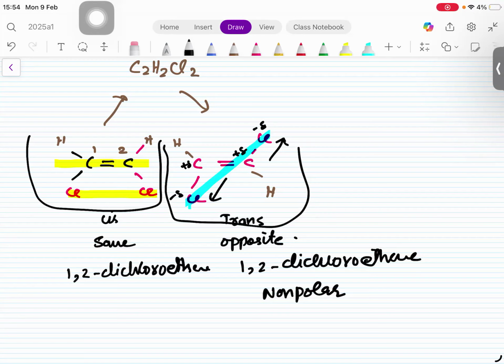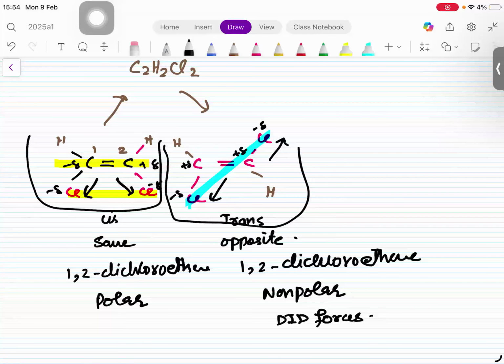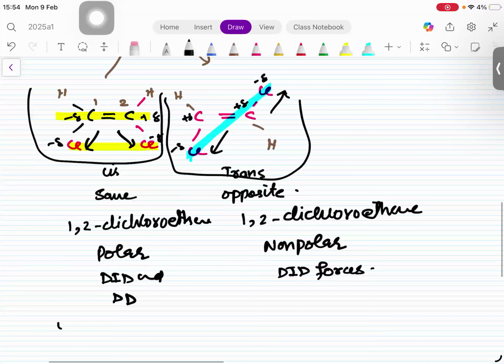When there is a non-polar molecule, only dipole-induced dipole forces act as intermolecular forces. But in the cis case, they can't cancel out the polarities. You see, both polarities are in the same direction. Once they are in the same direction, they can't be cancelled. So therefore, it's a polar molecule. Cis 1,2-dichloroethene is a polar molecule. When it's polar, it has two forces, dId and dAd. So its melting point and boiling point are obviously higher as compared to the trans isomer. Okay, so this is what we need to understand.